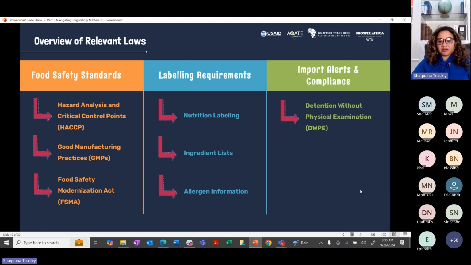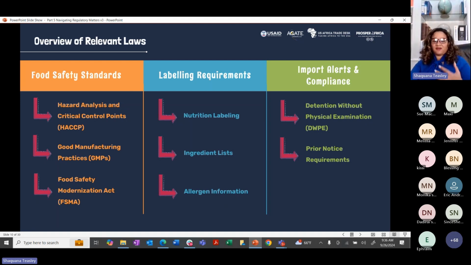Import alerts and compliance. Detention without physical examination, DWPE. There's also something called a VACIS exam, which is where customs just randomly pulls freight at a port to randomly inspect it for safety reasons as well, and to make sure it's in compliance. So detention without physical examination, you might get an alert for that. You need to be aware of what that is and what you should do. Prior notice requirements. You might be notified that for prior notice, you need to submit additional information that can be submitted to these government agencies well before your goods enter the market.